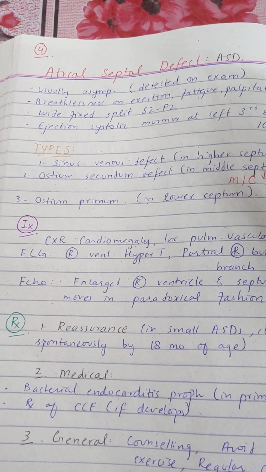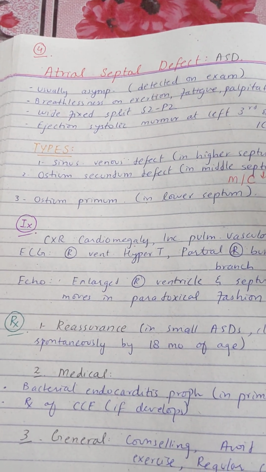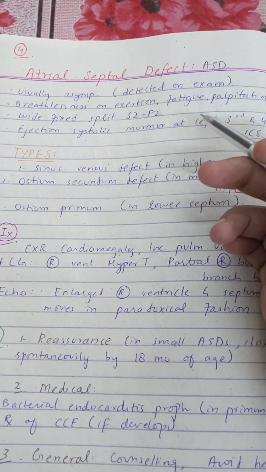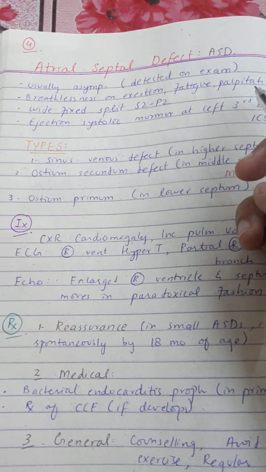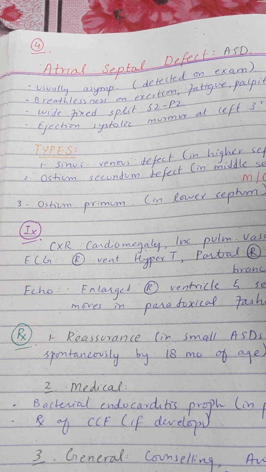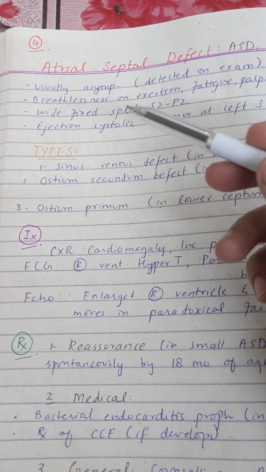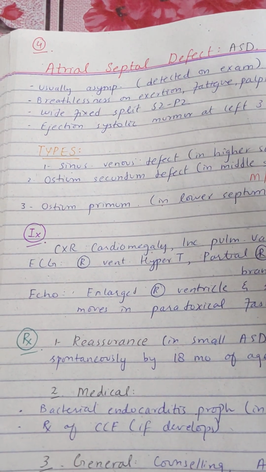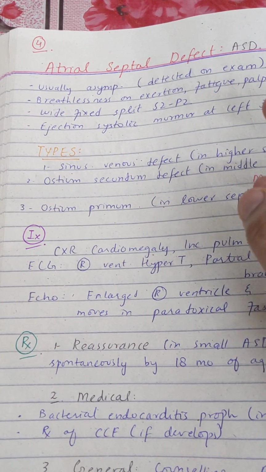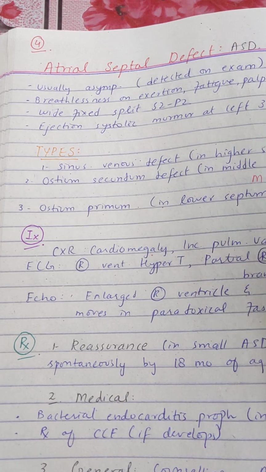It is detected on examination, and if it is symptomatic, or moderate to large in size, then there will be breathlessness on exertion, fatigue, and palpitations. Another important point on cardiac examination is that there will be a wide fixed splitting of the second heart sound, S2 P2.